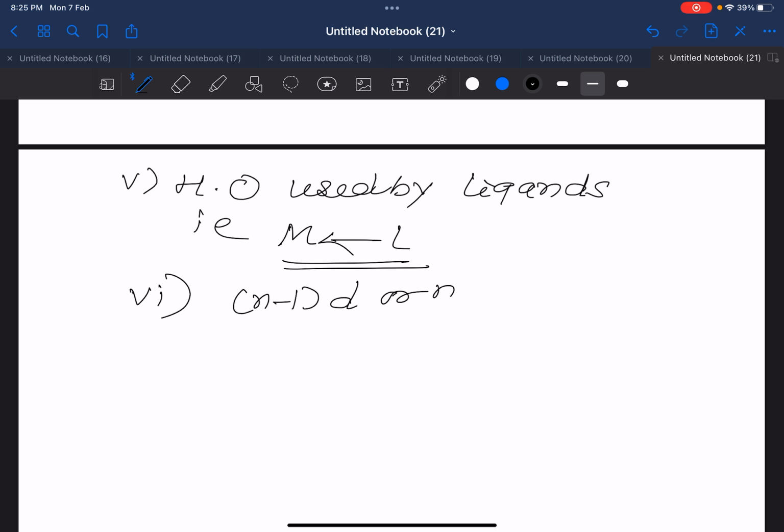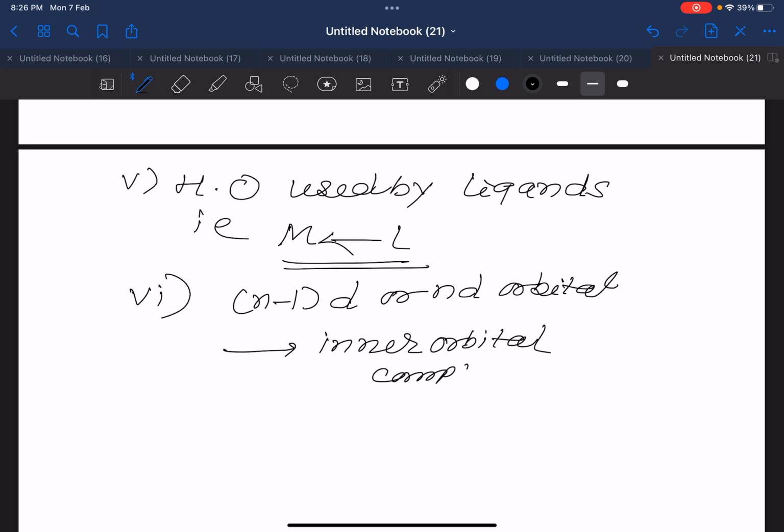n-1 d or n d orbitals used in the hybridization allow the complexes to be classified as inner orbital complex and outer orbital complex. The type of hybridization decides the structure of the complex.